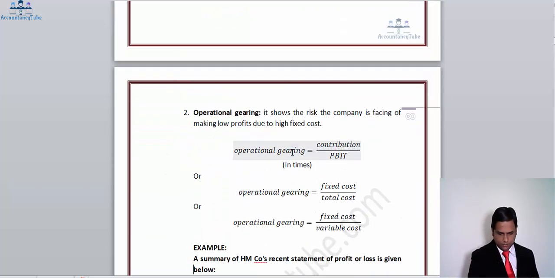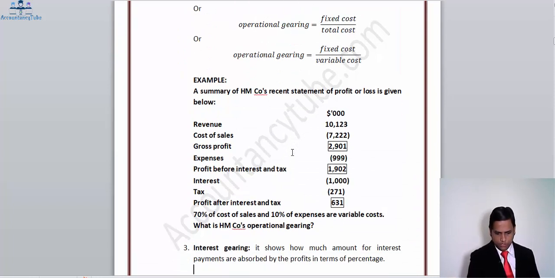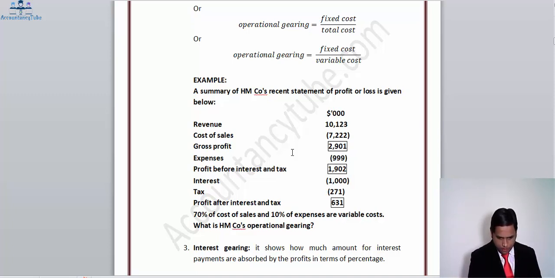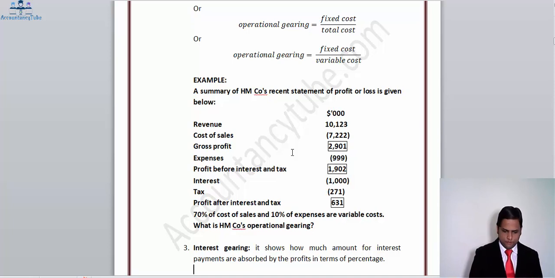Moving on to our next example. This is relevant to operational gearing. Now here, let's read out the example. A summary of HMCO's recent statement of profit or loss is given below.